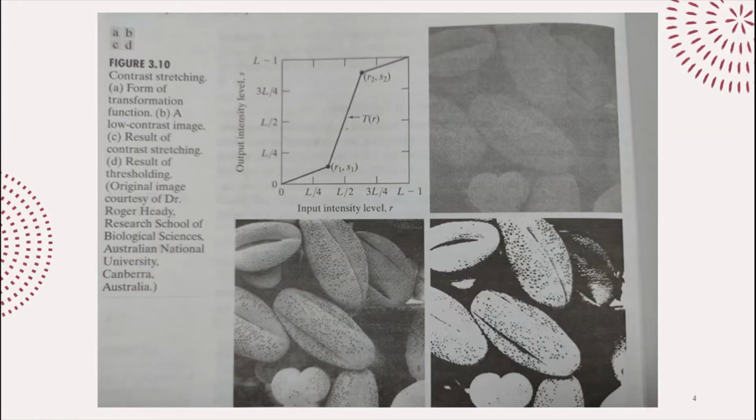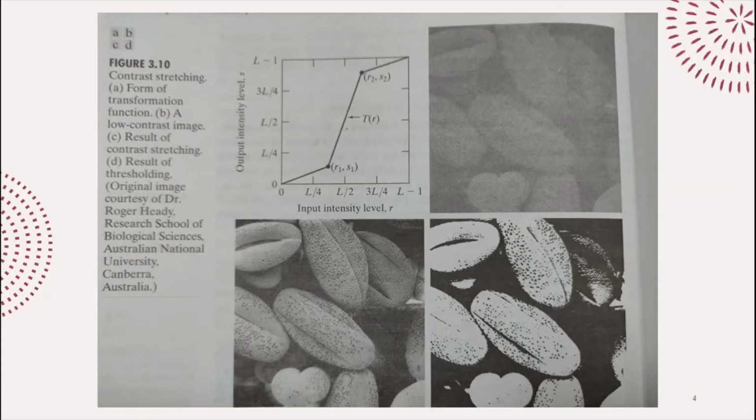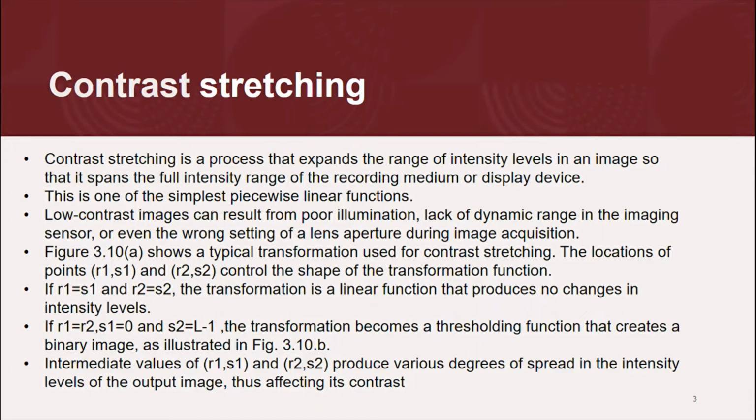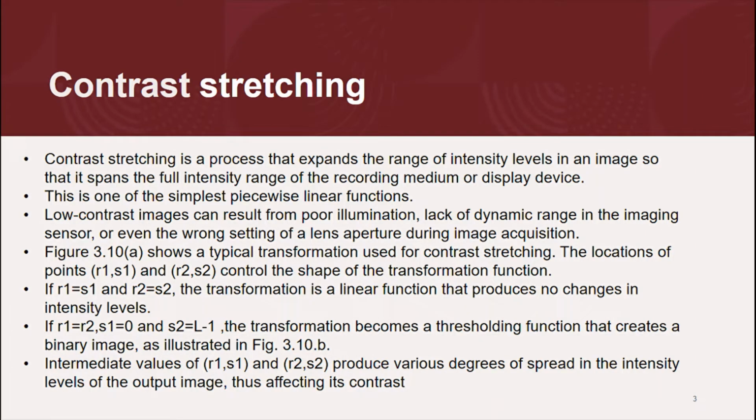It shows a typical transformation used for contrast stretching, and the points (r1, s1) and (r2, s2) control the shape of the transformation function. For example, if r1 equals s1 and r2 equals s2, then the transformation will simply be linear, so that will not change the input image. The other case is when r1 equals s1 equals 0 and s2 equals L minus 1, then the transformation becomes a thresholding function that creates a binary image.